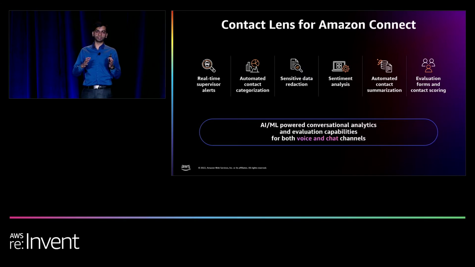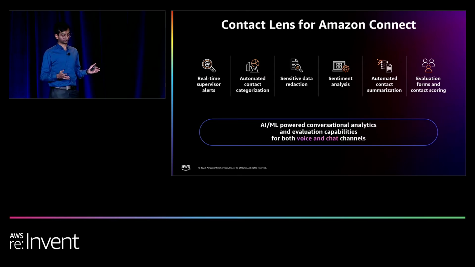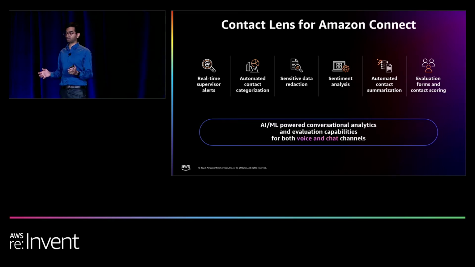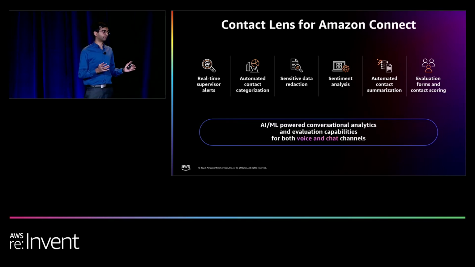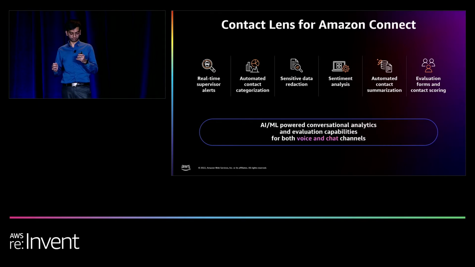Contact Lens offers conversational analytics and evaluation capabilities, not just for the voice channel, but also for the chat channel. Some of the top Contact Lens capabilities include real-time supervisor alerts, automated contact categorization, sensitive data redaction, sentiment analysis, automated contact summarization, evaluation forms, and contact scoring. Now, we're going to talk about all of these capabilities in a bit more detail shortly.